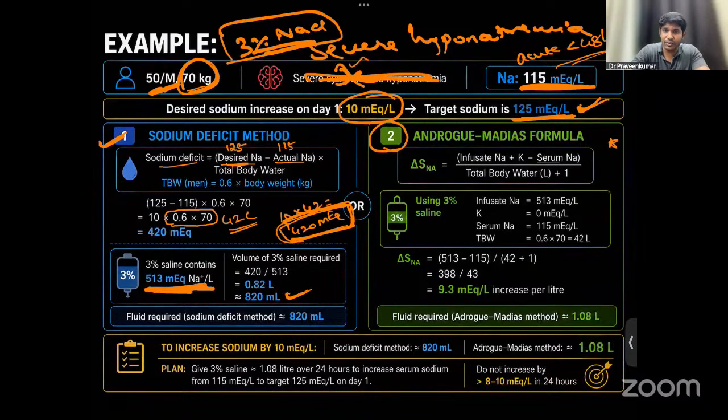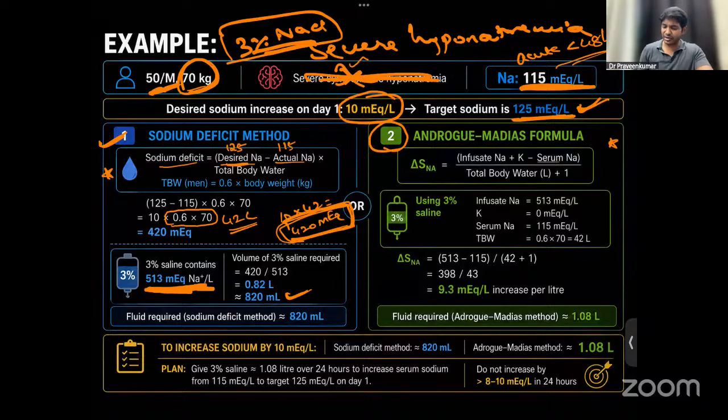This is the first method, the sodium deficit method. One thing you should remember is this formula: desired sodium minus actual sodium, multiplied by total body water. That's all. But do we use this commonly? No, it is a very crude method, so we don't use this commonly.